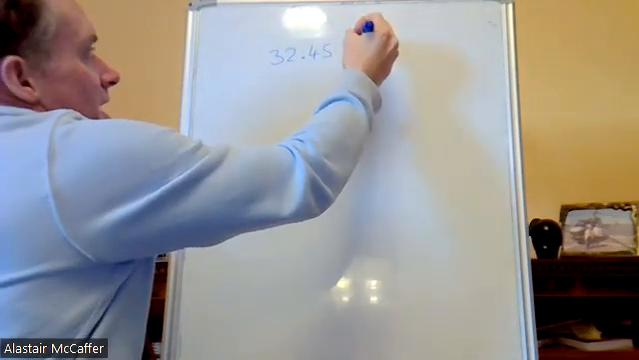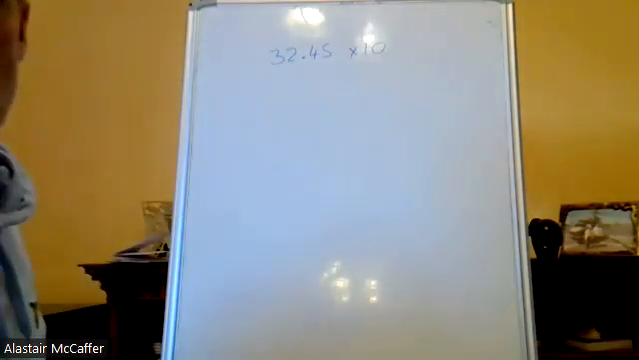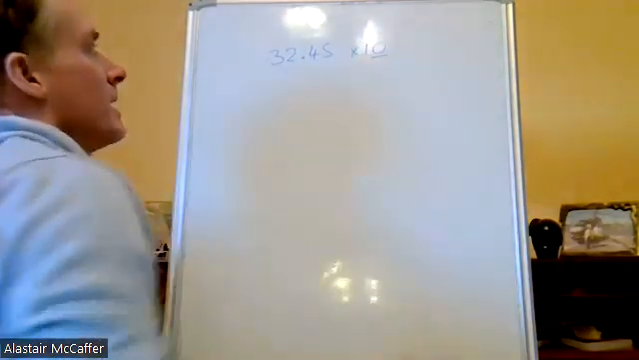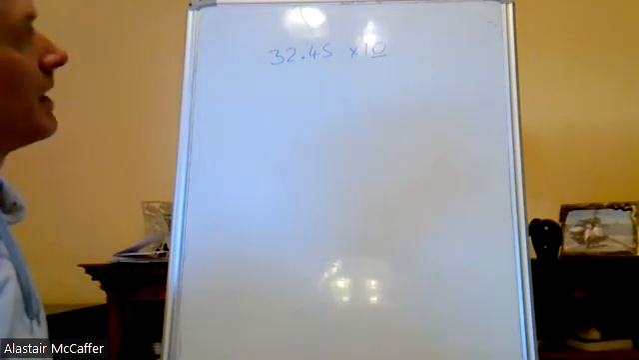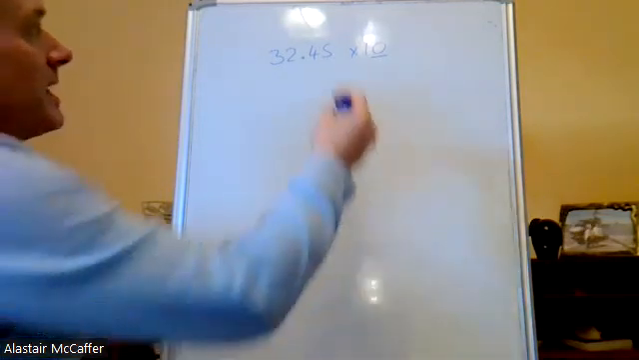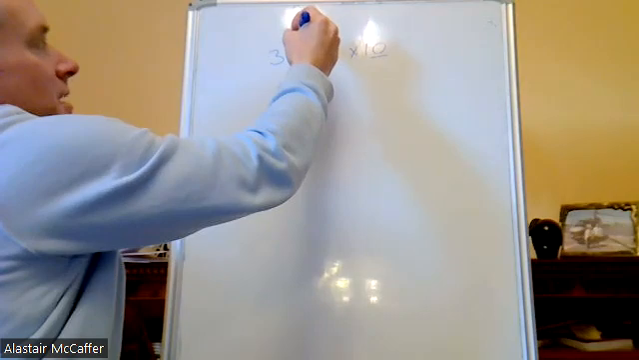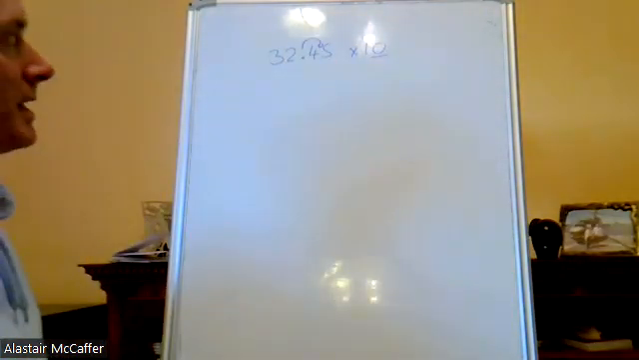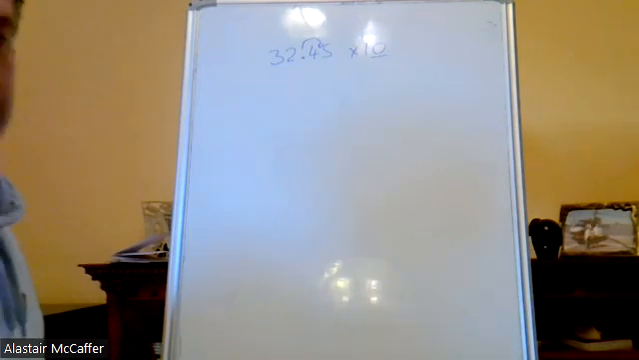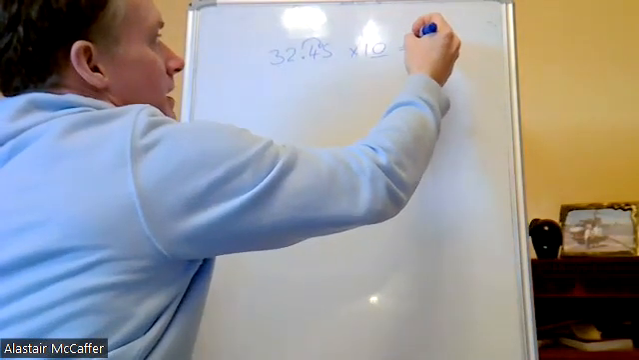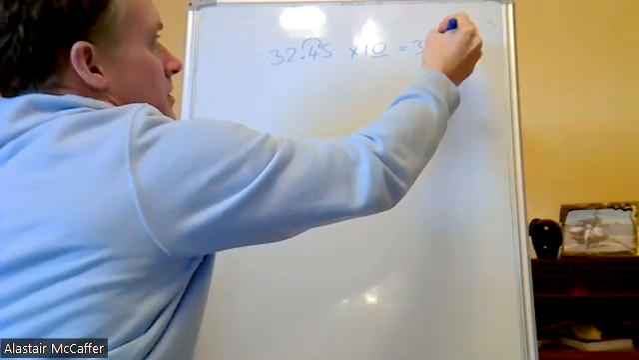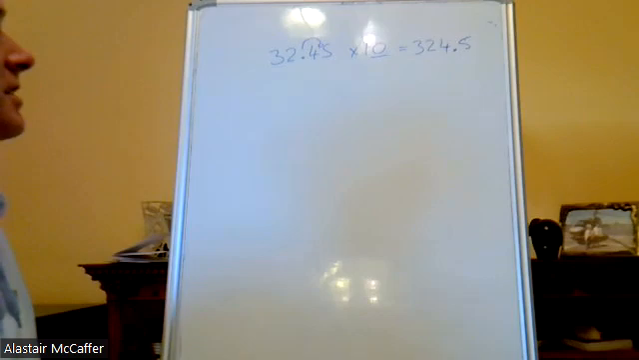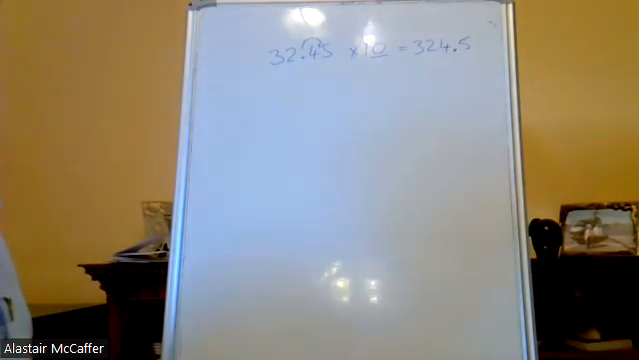So if you've got something like 32.45 and you were to times that by 10, you would look at what you times them by, and there's 1 zero. So you times them by 10, which means the number gets bigger, so you move the decimal point one place to the right. Here, that would be 324.5 when you times 32.45 by 10.